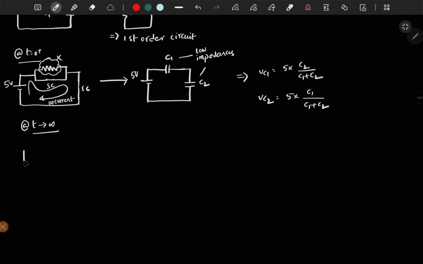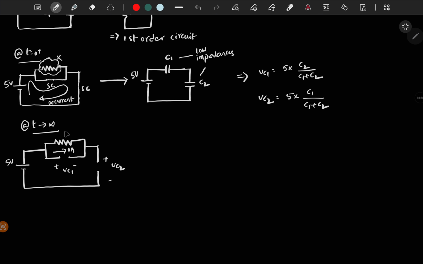And for t tends to infinity, you have to open circuit the capacitors, assuming they are fully charged. So you have resistor, and in parallel you have a capacitor which is open circuit at t tends to infinity, and you have one more open circuit capacitor. This is C1 and this is C2. This is VC2 at t tends to infinity, and this is VC1. Since it is open circuited, there is zero current flowing through the circuit, right? So this is 5 volt. You have zero current here.